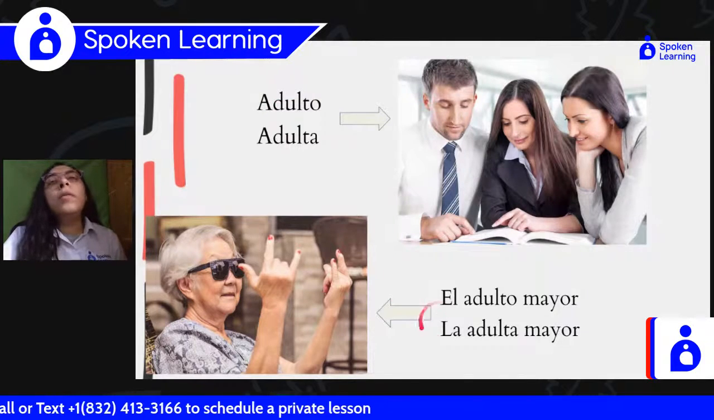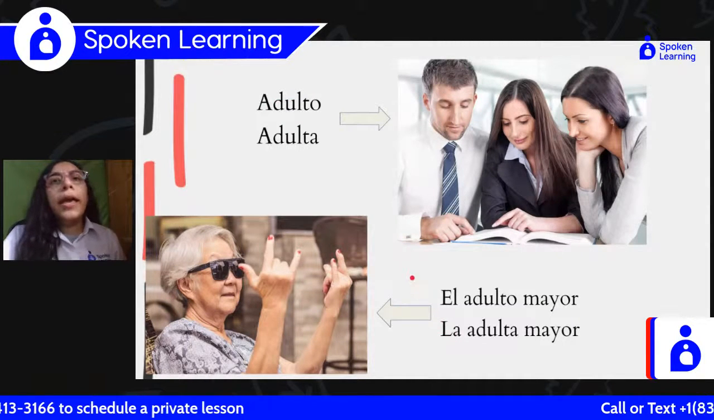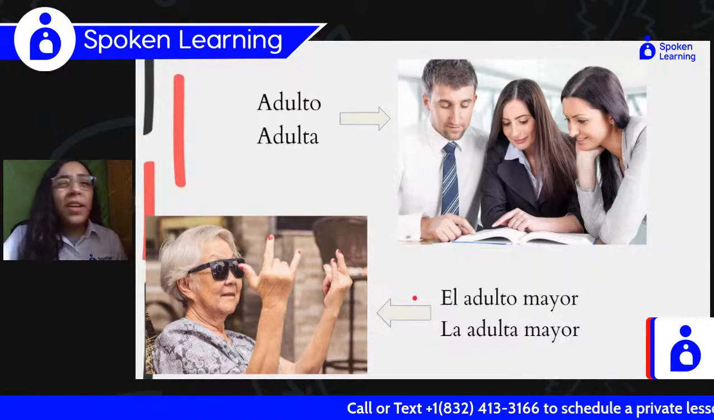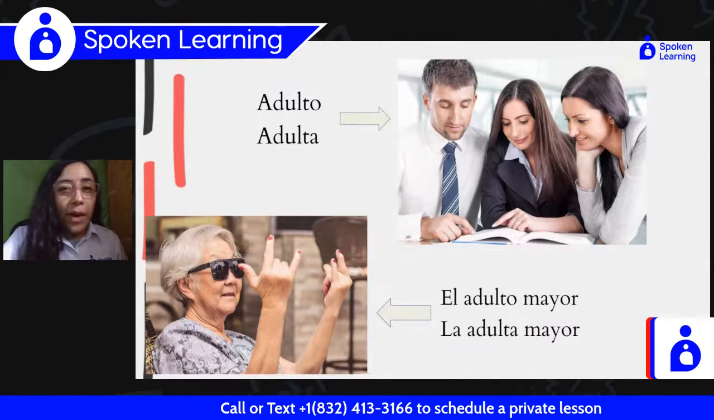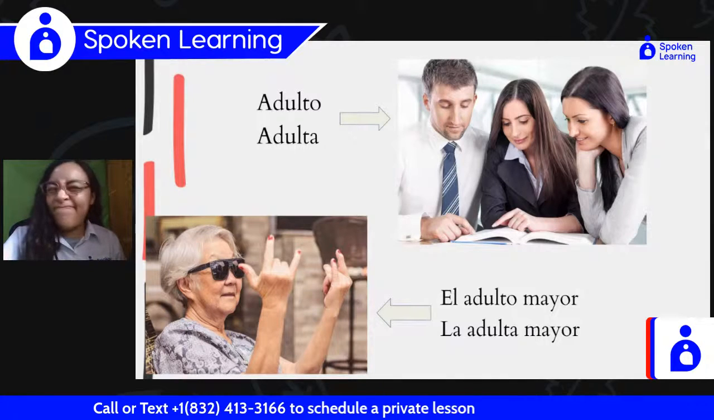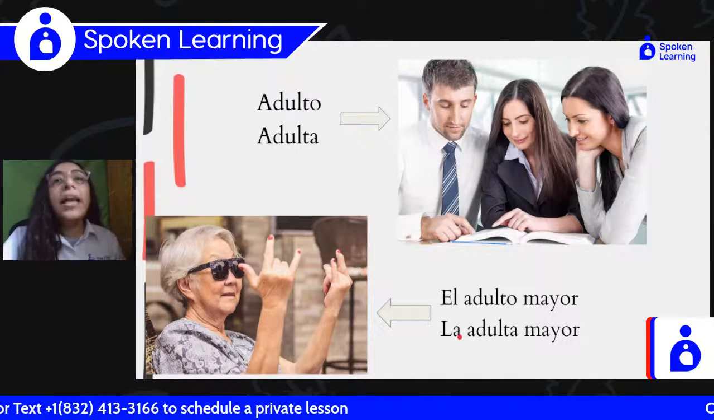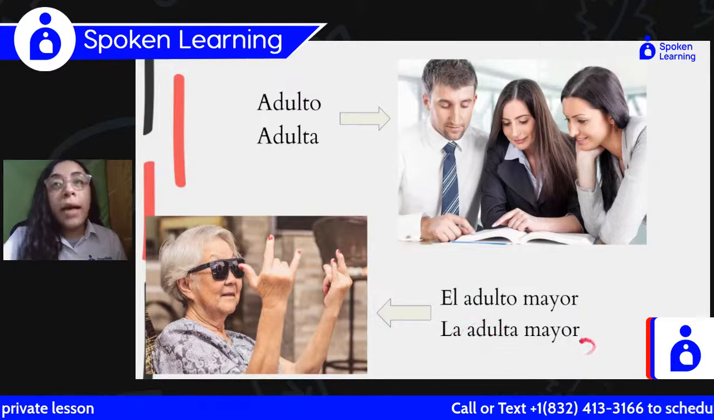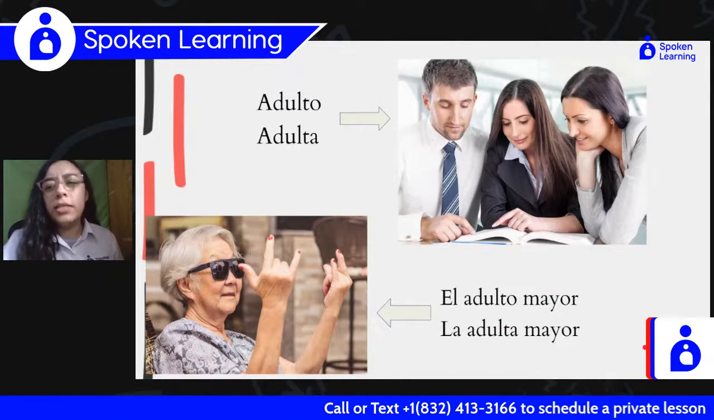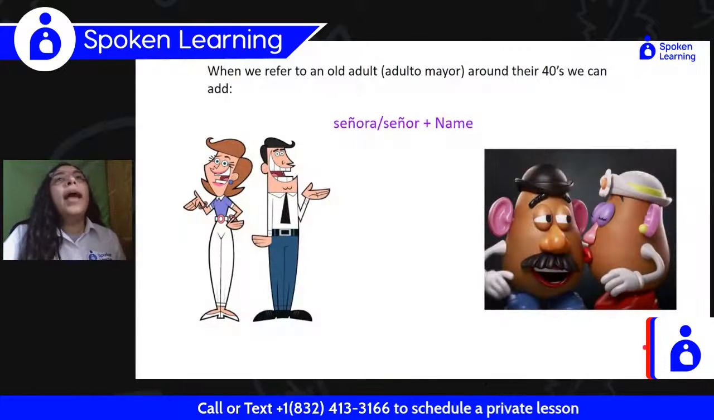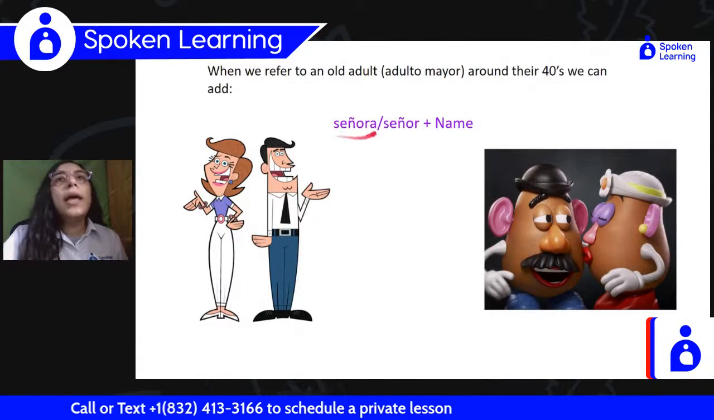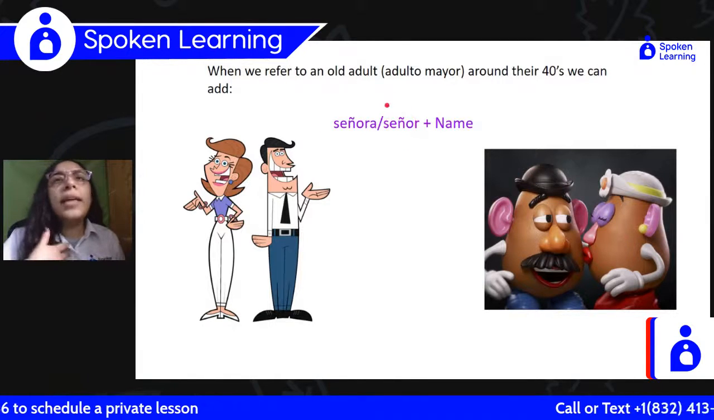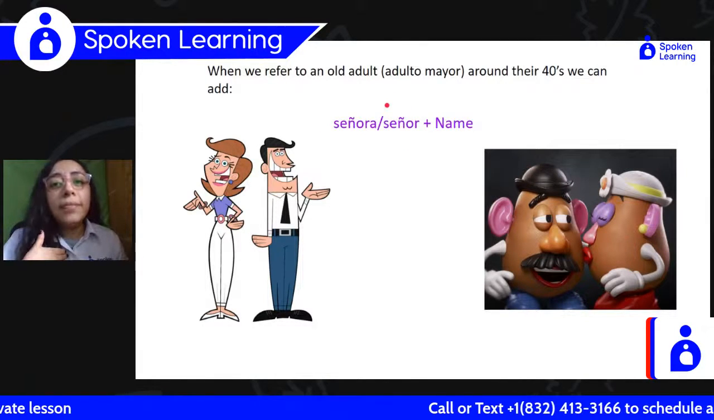adulto. Or if you are old, you can say viejo or vieja, but not everyone likes to be called viejo, vieja, old. So try to avoid that. And instead of that, say adulto mayor or adulta mayor. That's another option. It's more proper. And if you're a Mr. or Miss, señora, señor. So in my case, I am señora Ana.